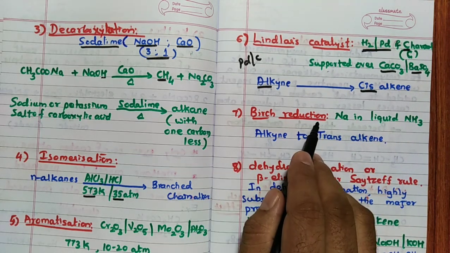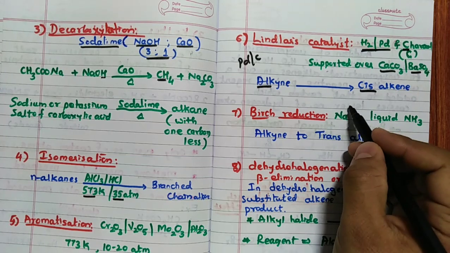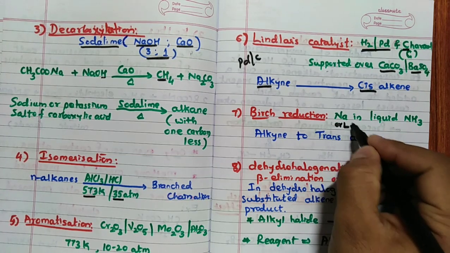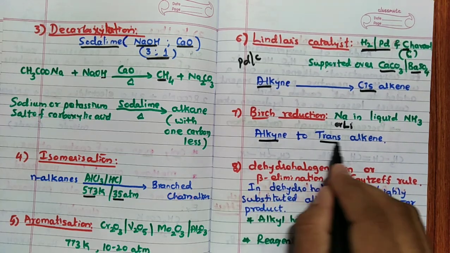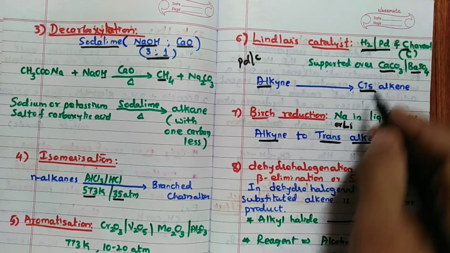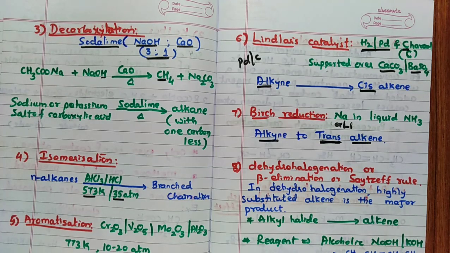So Birch reduction uses sodium or lithium, no problem, in liquid ammonia. Alkyne is converted into trans alkene. One is cis and another one is trans, like that.